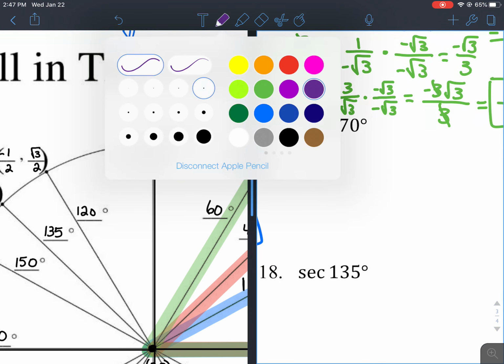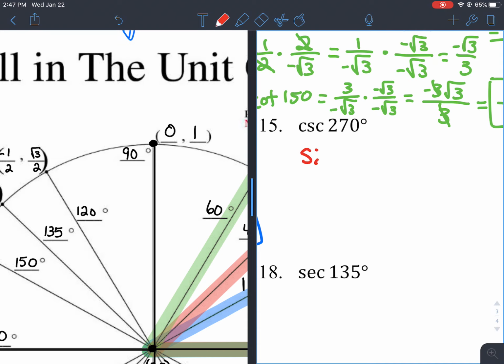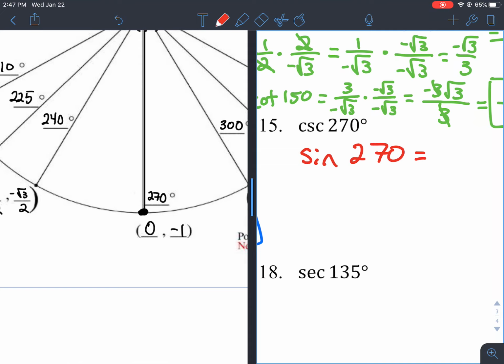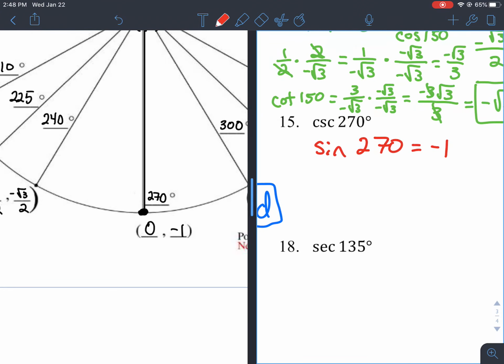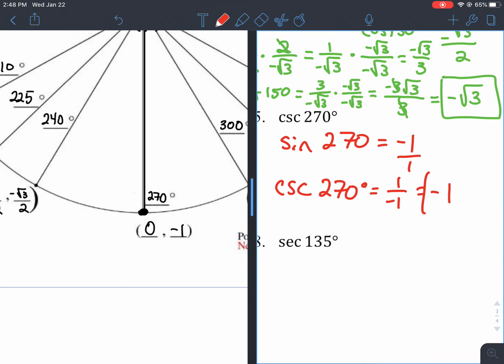Okay, another one here, cosecant goes with sine. So we're going to figure out what's the sine of 270 first. Go to 270, and it's the y-coordinate, negative 1. Okay. So if the sine of 270 is negative 1, I want to take the reciprocal of that. So negative 1 as a fraction is just negative 1 over 1. So the cosecant of 270 is the reciprocal, 1 over negative 1, which simplifies to negative 1.